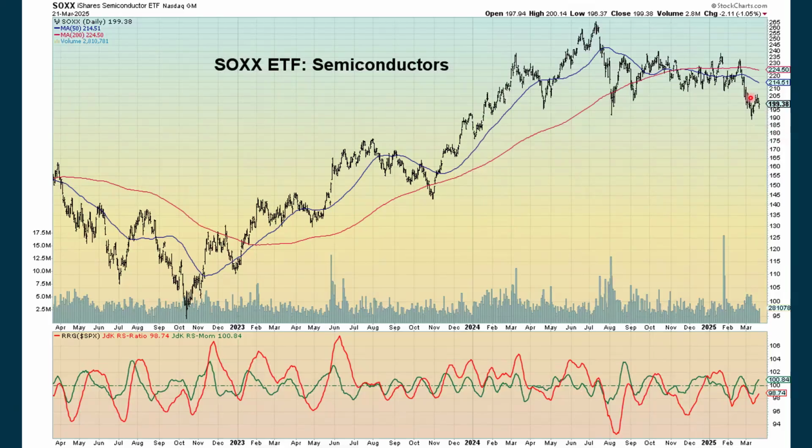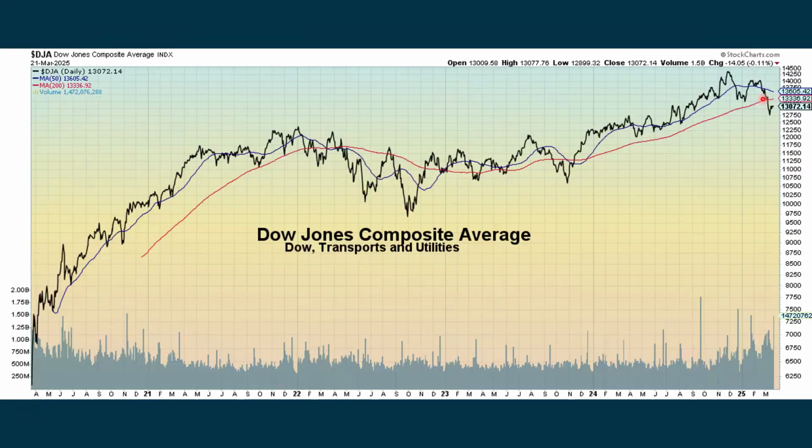Semiconductors are in a downtrend, under weakness. This was the area that led us out of the bottom back in late 2022 going into 2023. Is this leading us into some more weakness as we get into more of 2025? The Dow Jones Composite Average, which takes the Dow, the transports, and utilities, is in an uptrend, but below its 200-day moving average.